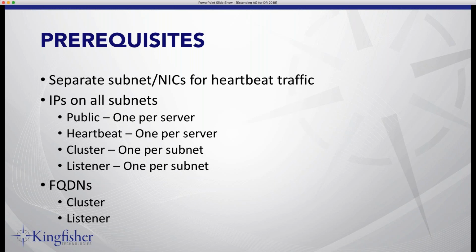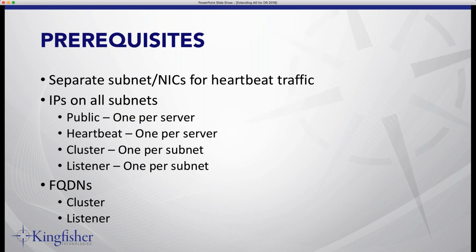And especially when we're talking about going across a wide area network or a WAN, you want to reduce the latency all you can, if it's feasible to do so. You're going to need to requisition a lot of IP addresses. You definitely need to have one public IP address per server that's involved in the availability group. If you're using a separate heartbeat network, you're going to want to have one heartbeat IP address per server as well.